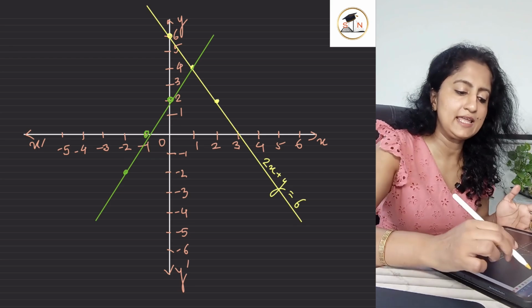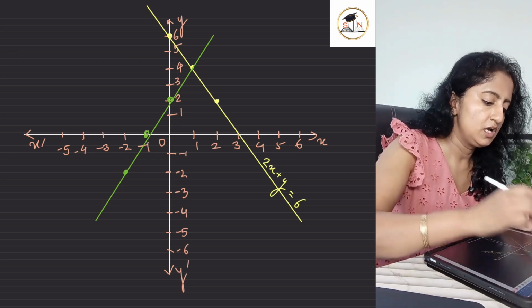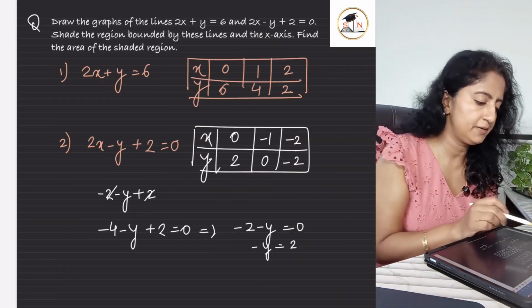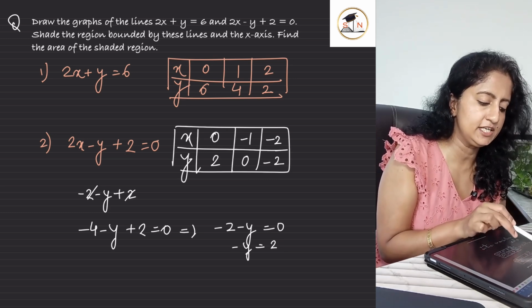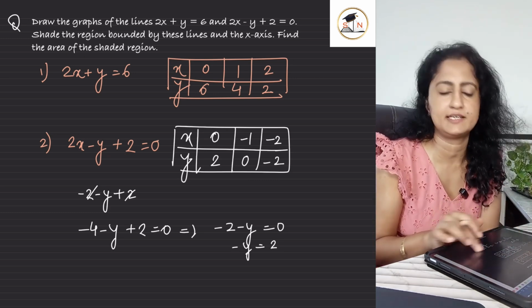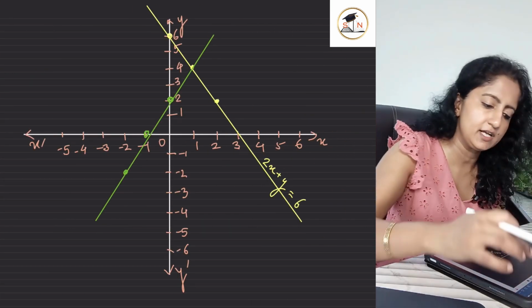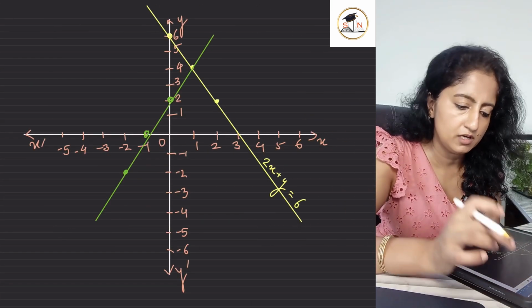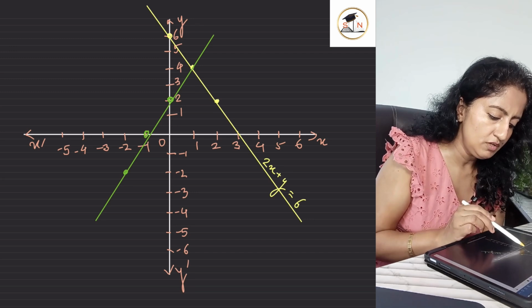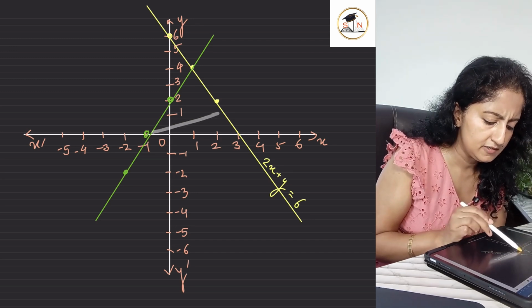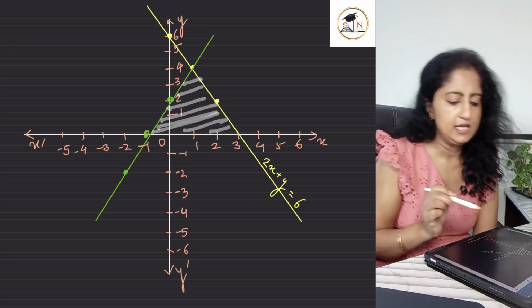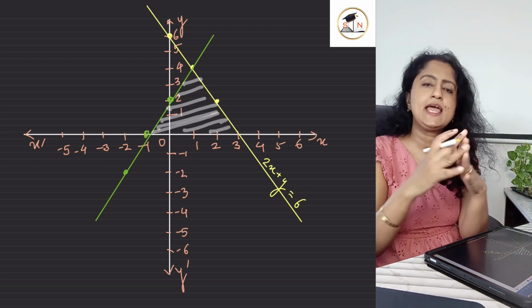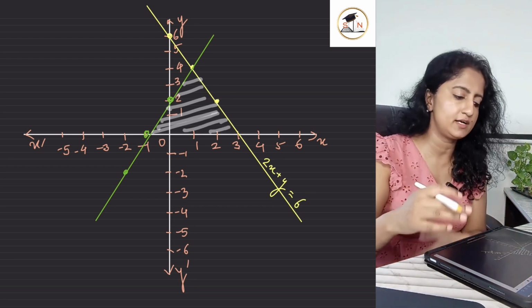Now, what had they asked? They had asked, let's read the question again. Find the area of the, first of all, shade the region bounded by these lines and the x-axis. Okay, अब हमें shade करना है. So when we are shading over here, we are supposed to shade like we can put the strokes over here, right? So I have shaded the lines and the x-axis. That is what they had asked.